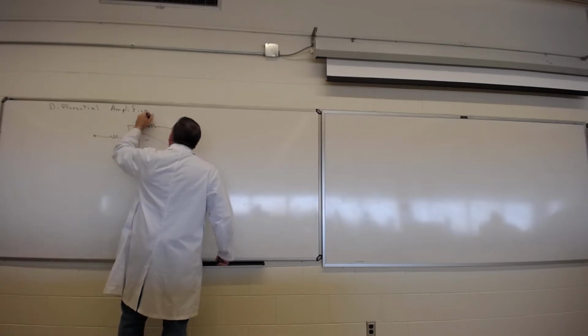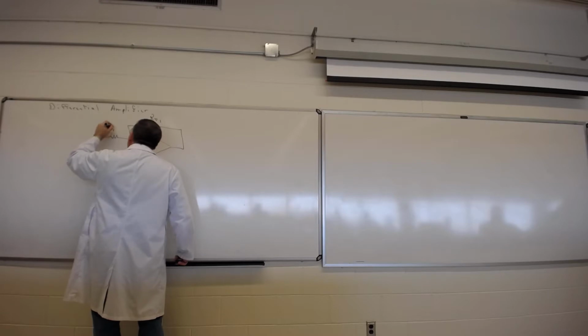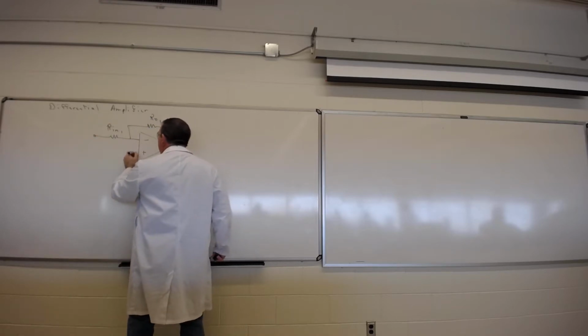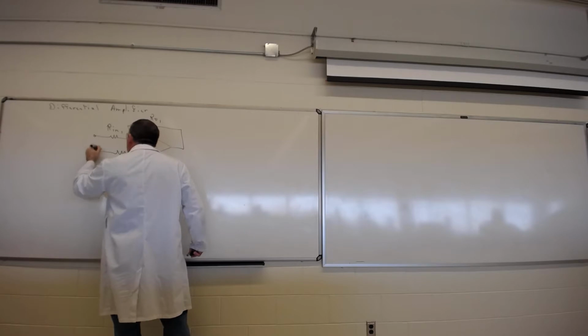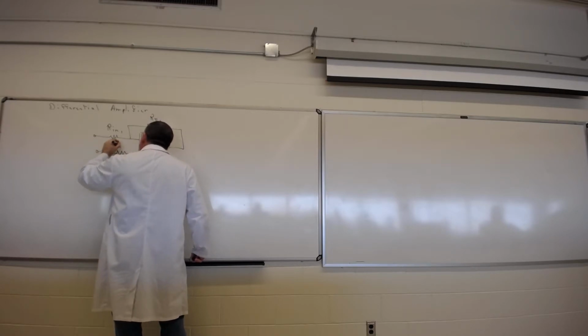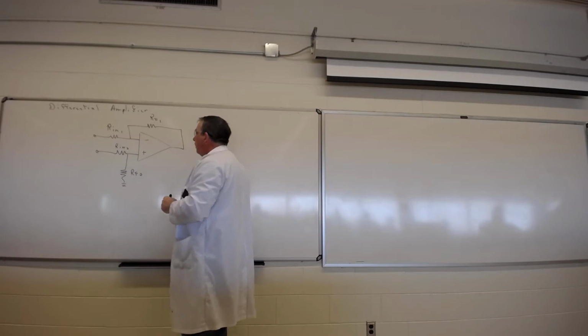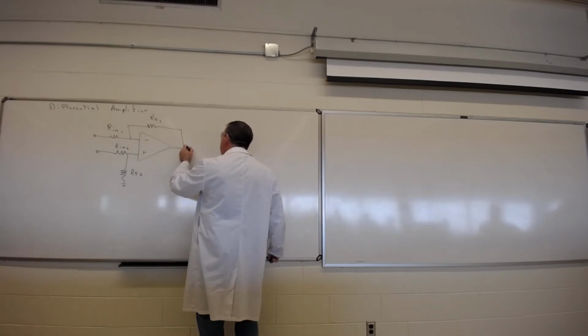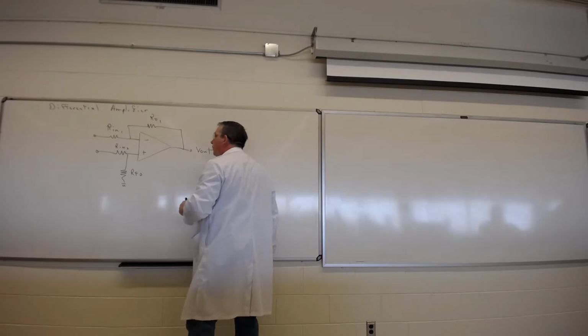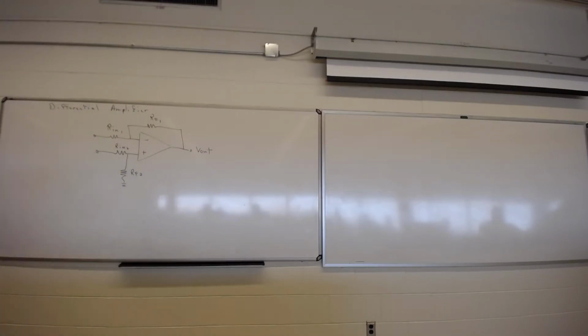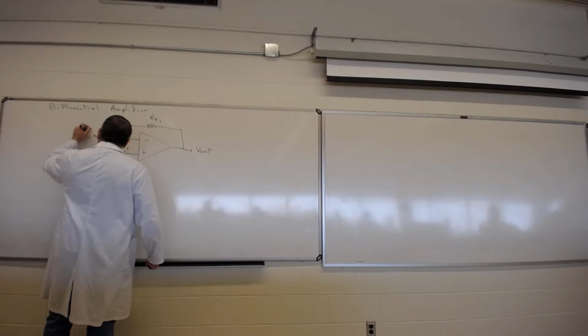So I'll call this RF1, and I'll call this RIN1. And right over here, I'm going to put another one. We're going to call this RIN2 and RF2. This will be the output. So in this configuration, we could apply a voltage at both inputs. There's two VINs. There's VIN1 and VIN2.